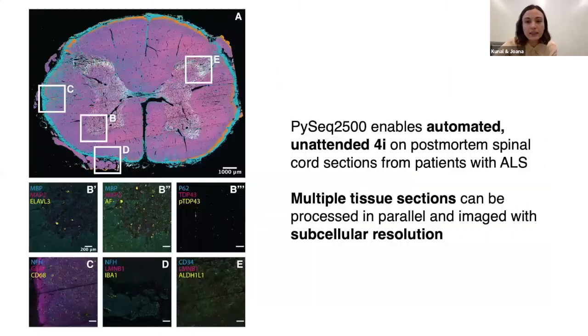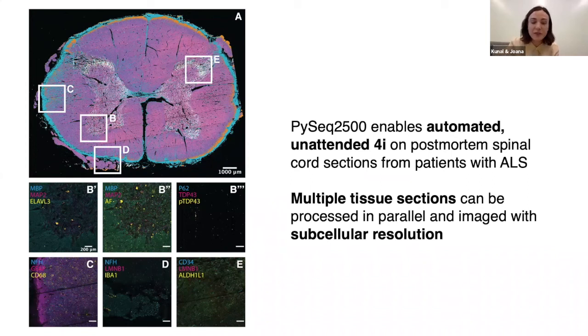And then lastly, we show that HiSeq2500 enables automated unattended 4i on postmortem spinal cord sections from patients with ALS. Importantly, the HiSeq2500 setup allows us to conduct multi-day experiments on multiple samples in parallel and to image these really large tissue areas that are almost a centimeter in each dimension with subcellular resolution.